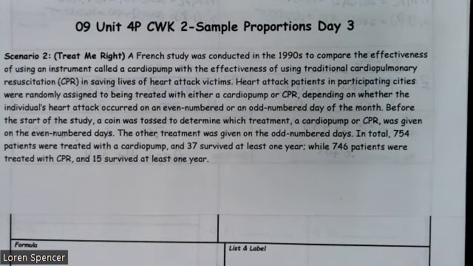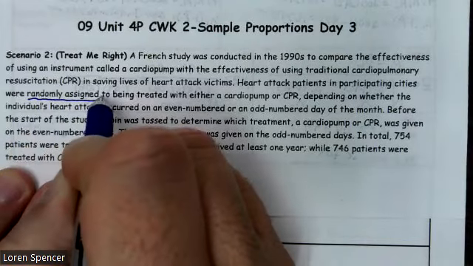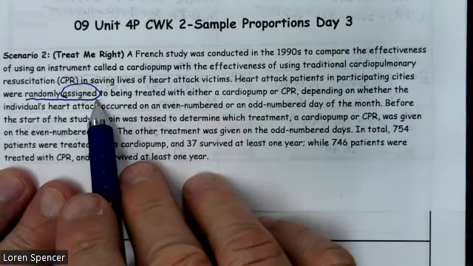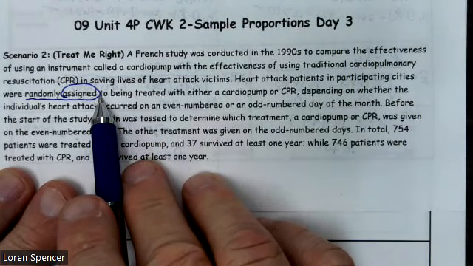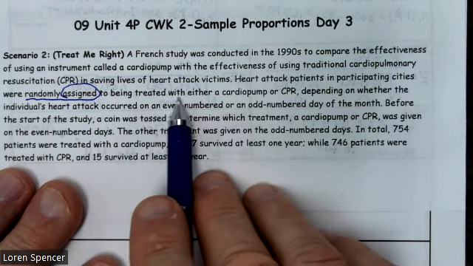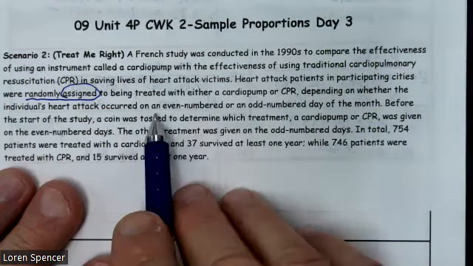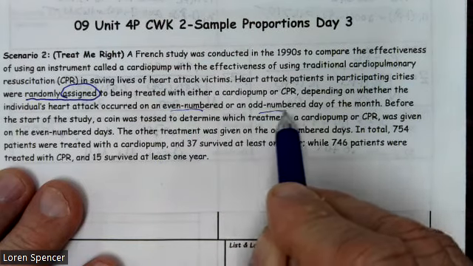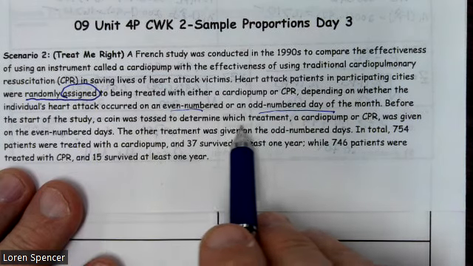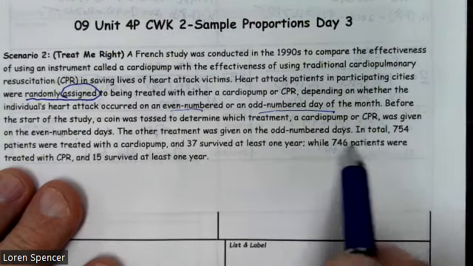Heart attack patients in participating cities were randomly assigned. Oh, that's a key word, because that tells me I won't have to do one of my conditions. One of the conditions won't have to be done. They were assigned to being treated with either a cardio pump or CPR, depending on whether the individual's heart attack occurred on an even numbered or an odd numbered day. Before the start of the study, a coin was tossed to determine which treatment, a cardio pump or CPR, was given on the even numbered days. The other treatment was given on the odd numbered days.